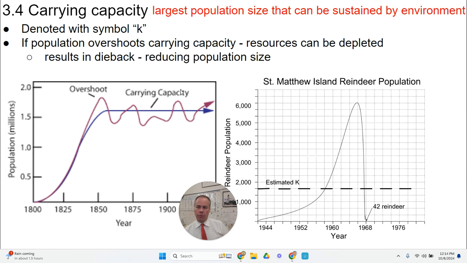We could see some example graphs here. Here we have a population that grew from the 1800s up pretty quickly, then overshot the carrying capacity. This is something we often see, that growing populations might overshoot the carrying capacity, and subsequently we often see a decline in populations afterwards. We call that a dieback. And eventually what we see is this population hovers around the carrying capacity for an extended period of time.